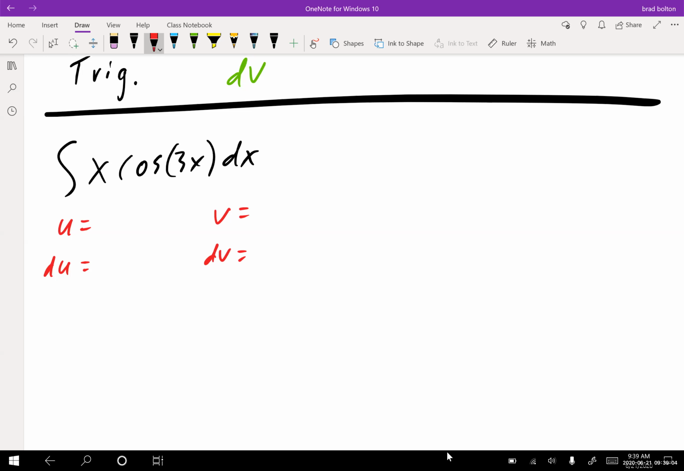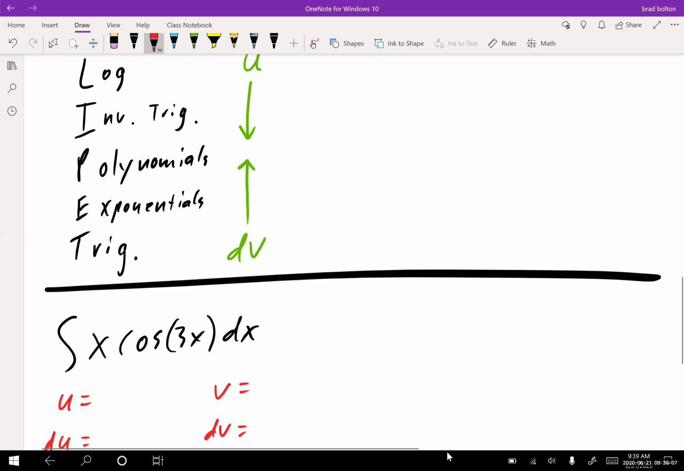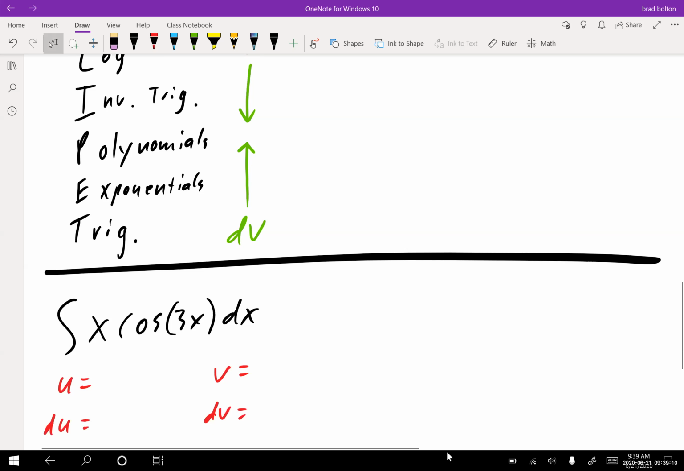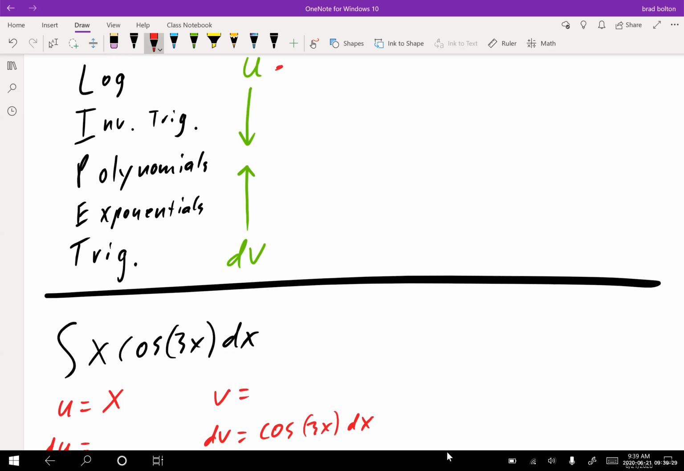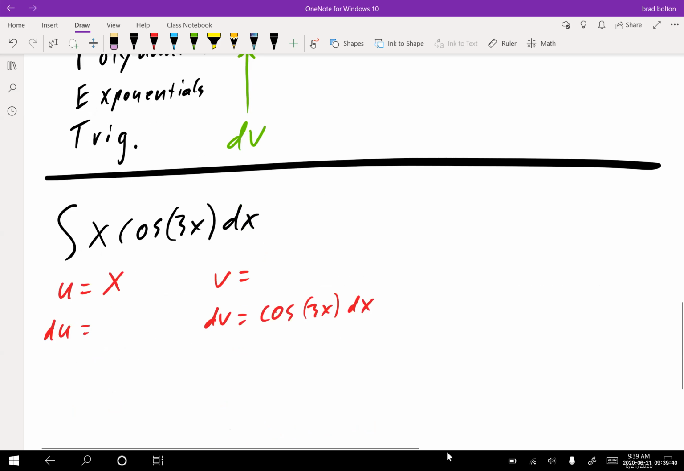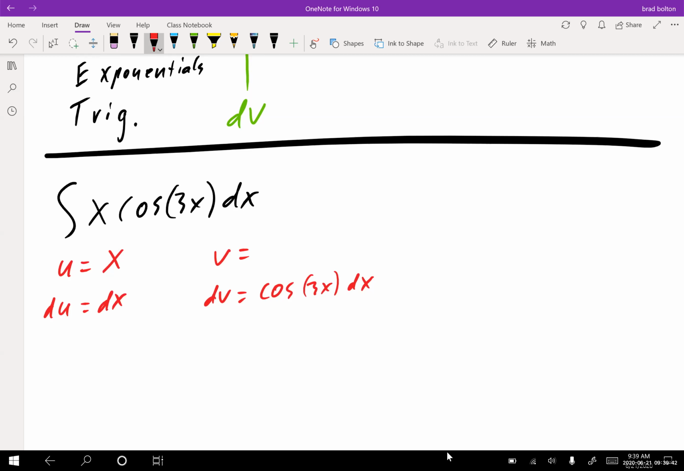So according to LIATE, log should be my u. Well, I don't have any logs. Oh, but it does say trig should instantly be my dv. So I'm going to say cosine of 3x dx is my dv, okay? And then my u will be plain old x, right? Because we don't have any logs, we don't have any inverse trig, we do have a polynomial, so that could be u or dv. In this case, we already had a choice for dv, so we're going to choose polynomials to be u, and then we know du is going to be dx, okay?